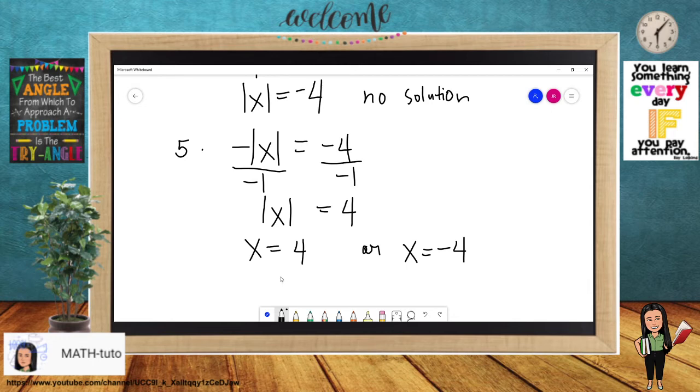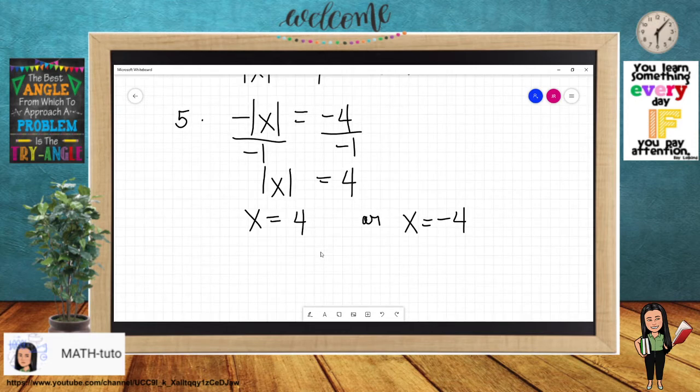Okay? So, take note on when an absolute value will not have a solution. And that would happen if a is negative or if there is a negative here and a is positive. Okay?